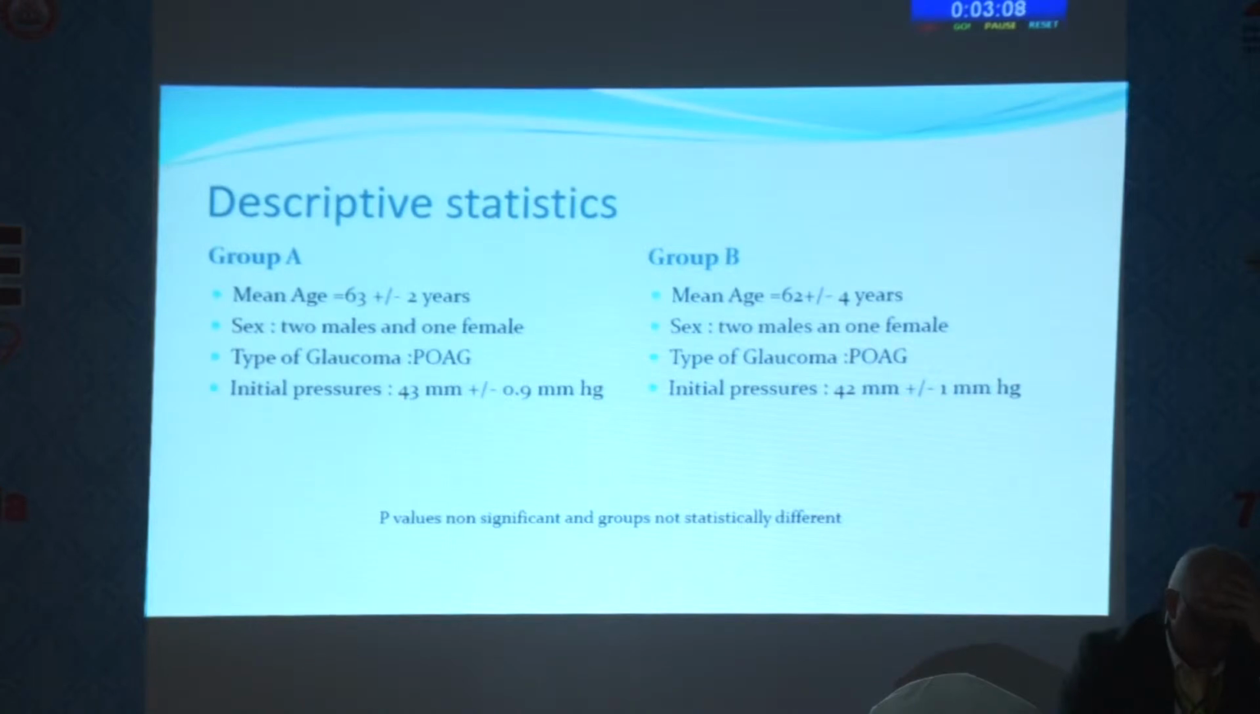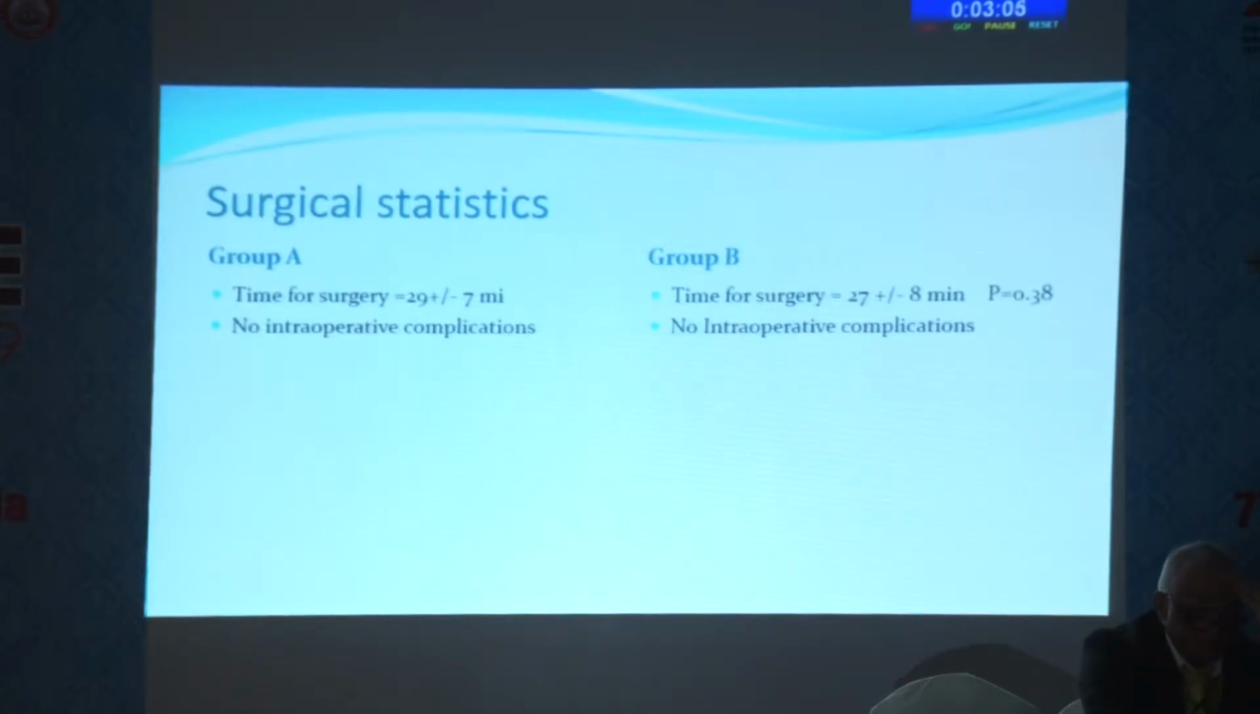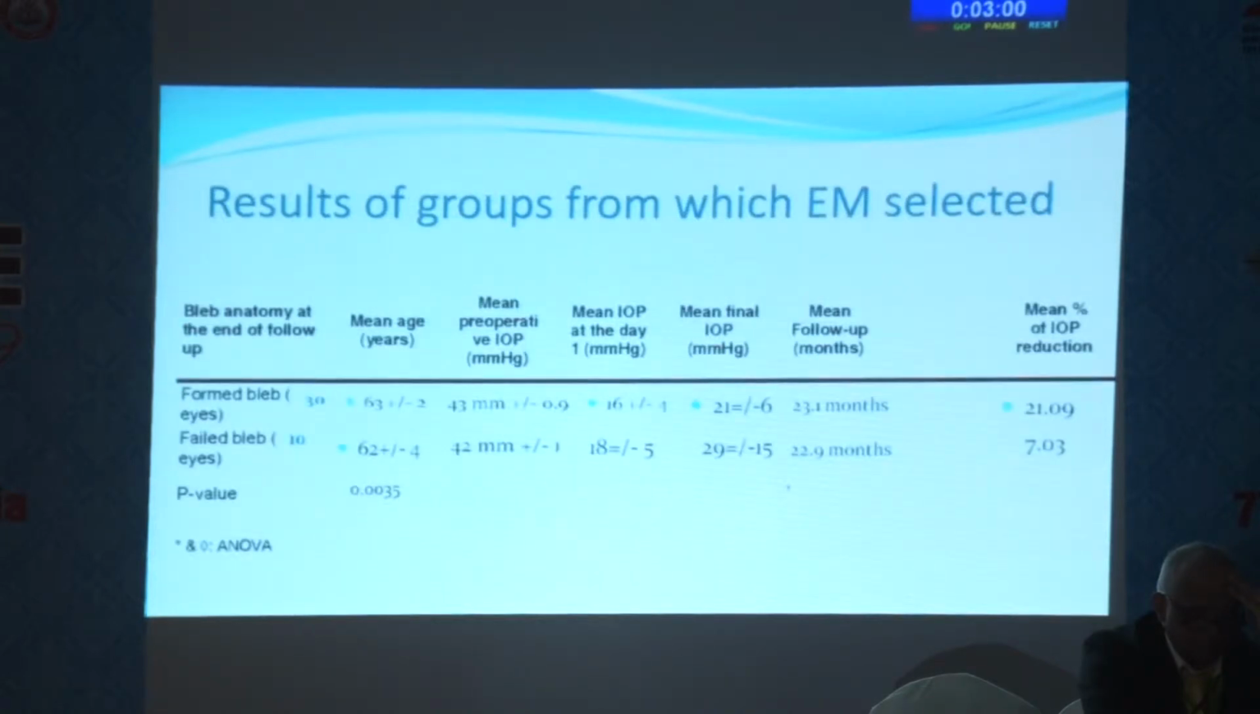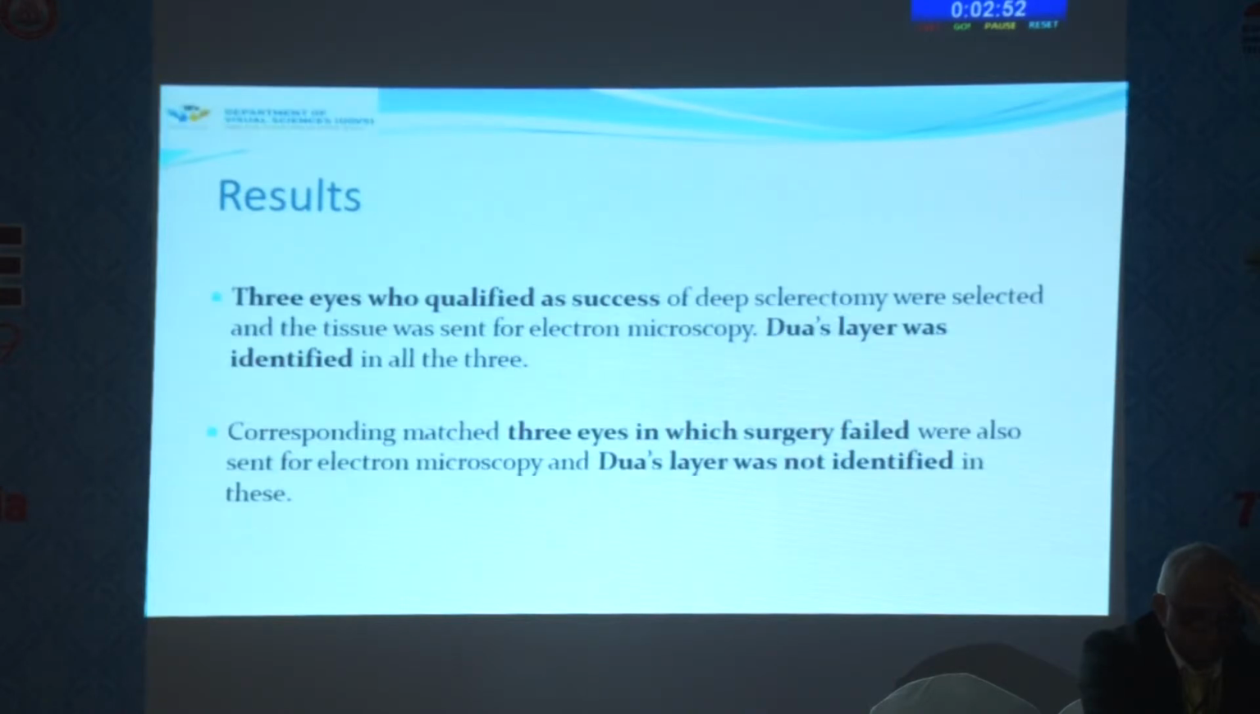So these are the descriptive statistics that I have just spoken about. And these are the surgical statistics in terms of the time of surgery taken and no intraoperative complications. The results suggest that the successful cases showed a mean reduction of 21%, while the failed cases showed a mean reduction of 7% in the IOP. The 3 eyes who qualified as success of deep sclerectomy were selected, and the tissue was sent for electron microscopy, and we found that Dua's layer was identified in all the 3 cases. While in the corresponding failed surgeries, we could not identify Dua's layer from the deep flap that was removed during surgery.